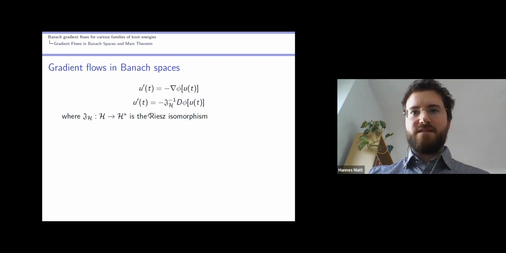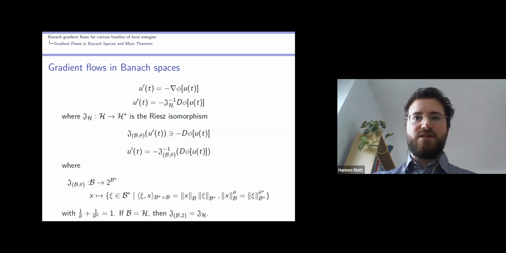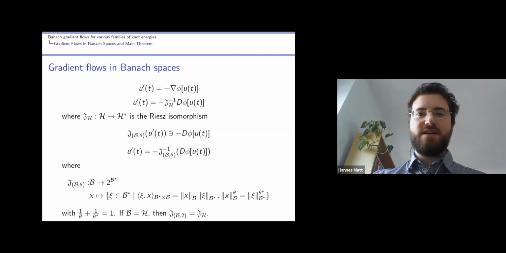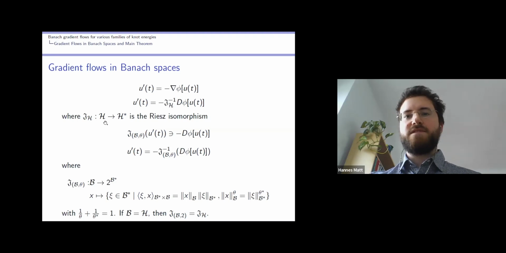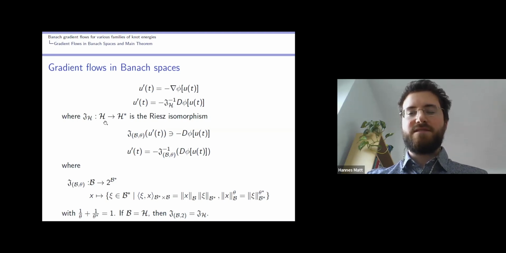In Hilbert spaces, this Riesz isomorphism is in fact a linear isomorphism. In Banach spaces, we lose this property, and also it's unclear whether the duality mapping, which replaces the Riesz isomorphism, is still at least single valued. So in general, one could only hope for this kind of differential inclusion.